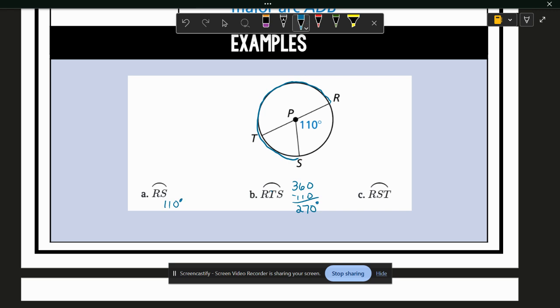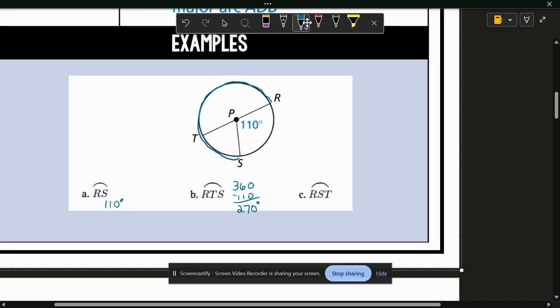And then if you look at how it says RST, I'll do this in red here. RST. You have to go across S in order to get to T. That's going to be our half, which is our semicircle. So 180 degrees, because half of 360 is 180. So when you're doing this, make sure to look. If there are 3 letters, you want to cross over that middle letter that they have there for you as you go around your circle. Questions at all so far?